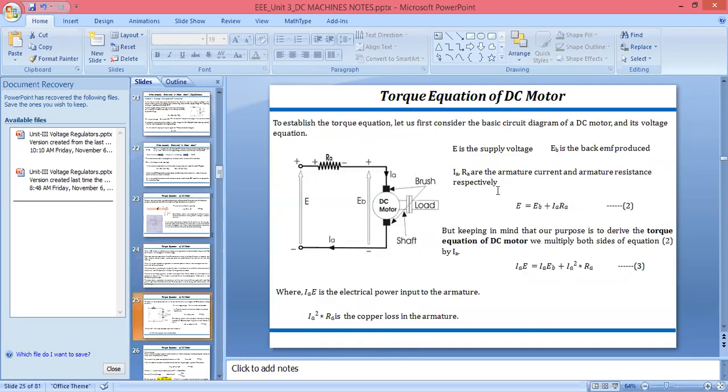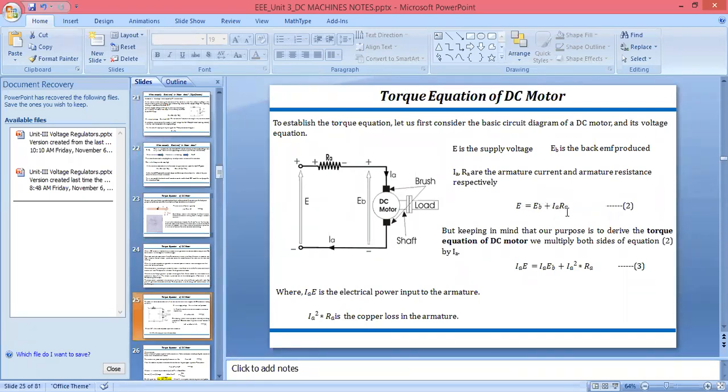Here you can see when we are using the DC motor and we are giving the supply, अपना power supply, we have already seen these equations. E is nothing but the total supply. We can calculate it as back EMF plus the potential drop across the armature winding. So you can write E equal to EB plus IA RA.